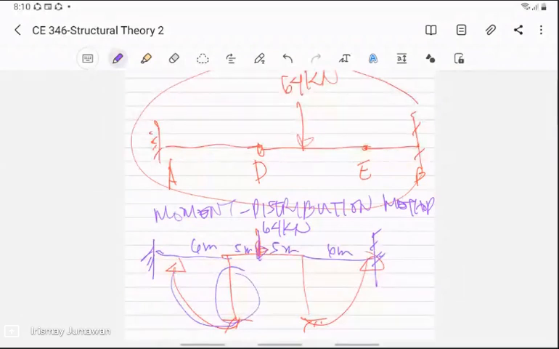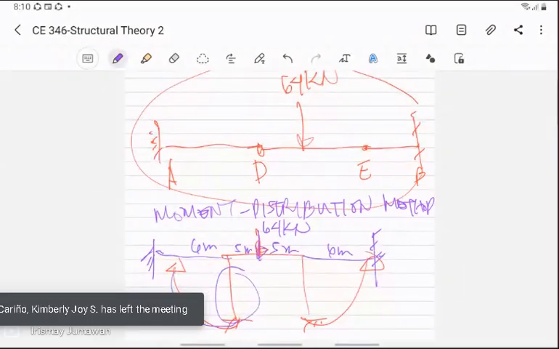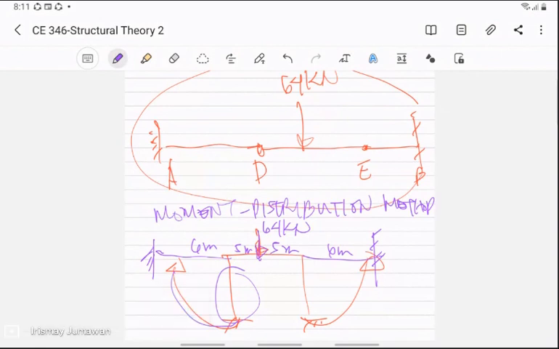Kung na-solve ninyo siya nga tindog, okay ra po. You try na to apply it to this. Distribution.